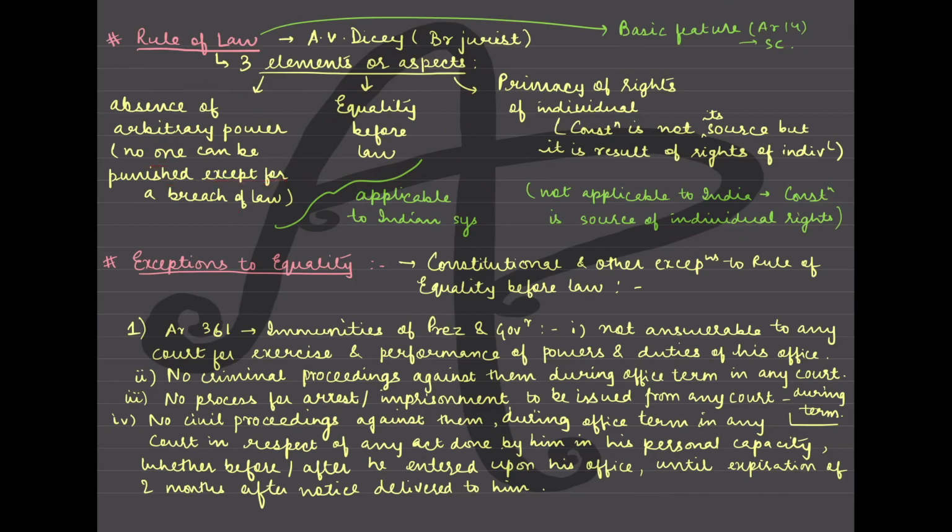One is that there should be absence of arbitrary power, and no one can be punished except for a breach of law. That means the state cannot showcase any arbitrary, any random power and punish any person even if the person is not guilty. So a person will only be punished if there is a breach of law. So we understand that yes, this is what we apply in India.